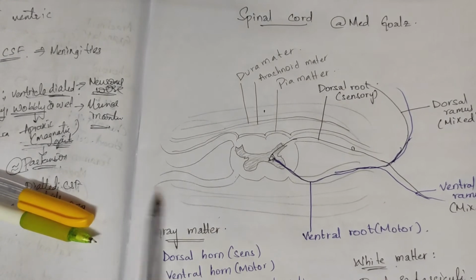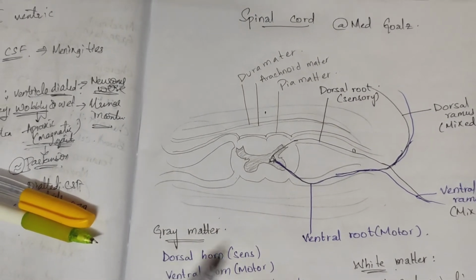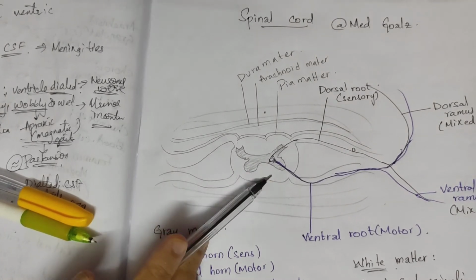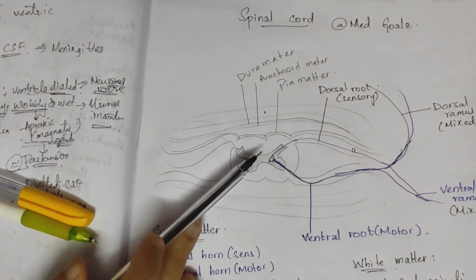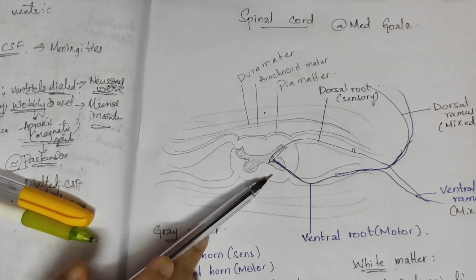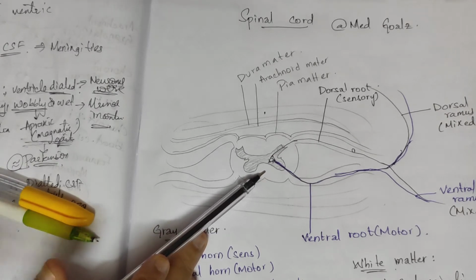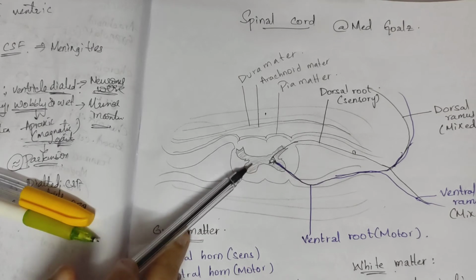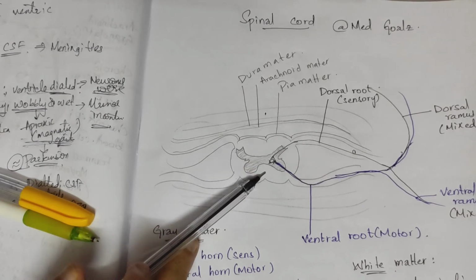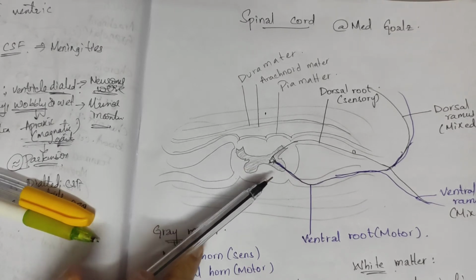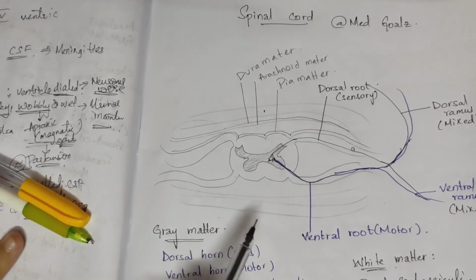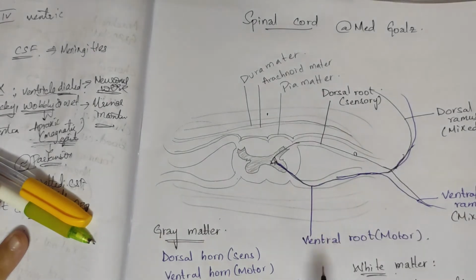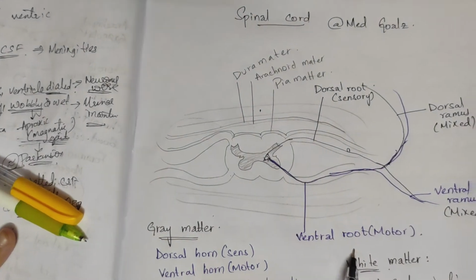This is a rough diagram of the spinal cord. The spinal cord consists of grey matter and white matter. Grey matter is inside and white matter is outside. In the brain stem and brain it is actually reversed. The grey matter consists of the cell bodies and the white matter consists of the axons. Here we have a dorsal root, which is sensory, and the ventral root, which is motor.